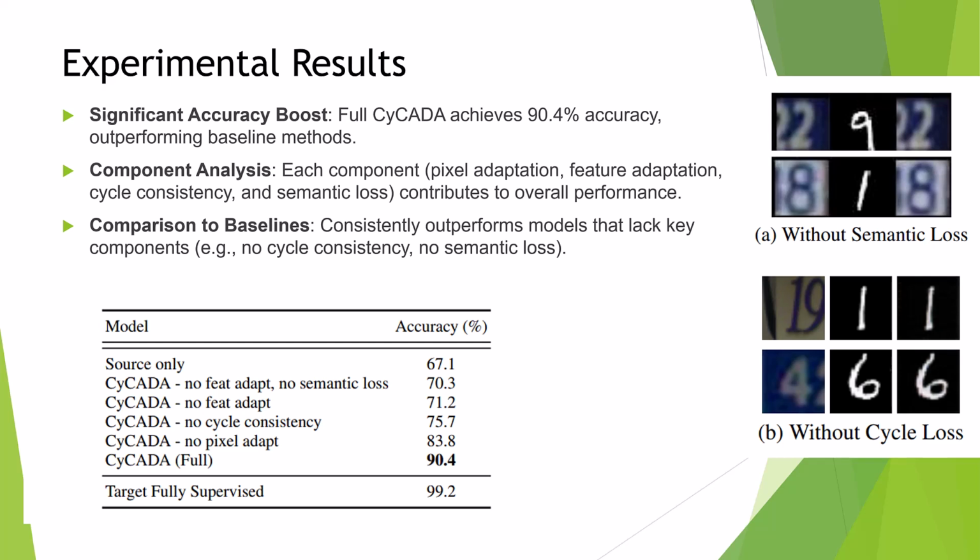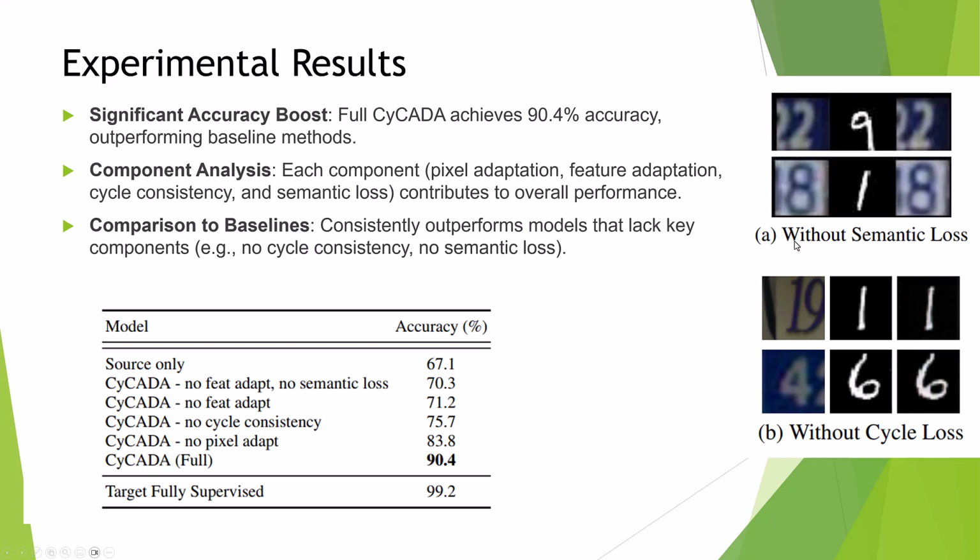So enough for the explanation. Let's jump to experimental results. This table provides a clear breakdown of how each component of CyCADA contributes to its superior performance. As you can see, the full CyCADA model achieves an accuracy of 90.4%, significantly outperforming models that lack key elements, like cycle consistency or semantic loss. This demonstrates that combining pixel and feature adaptation along with enforcing semantic and cycle consistency leads to substantial gains in accuracy.